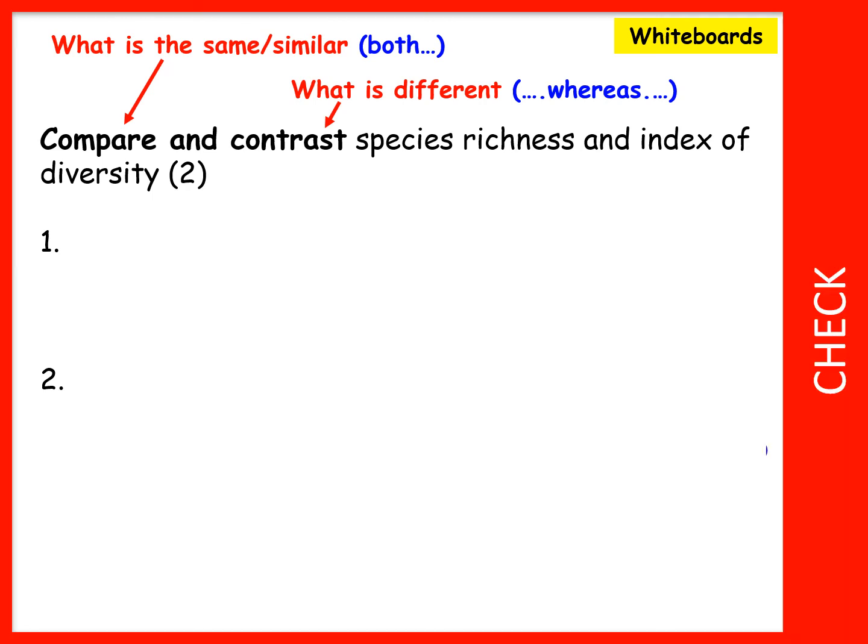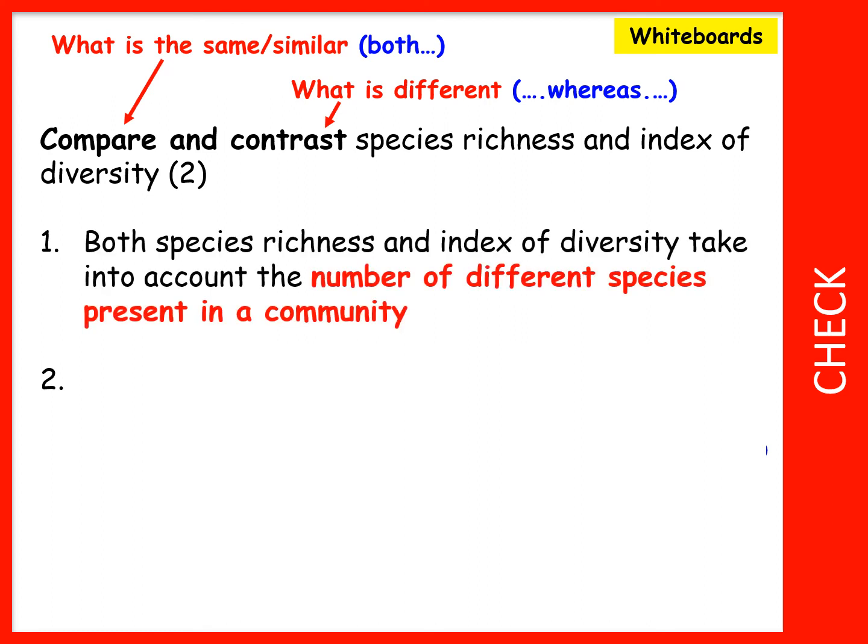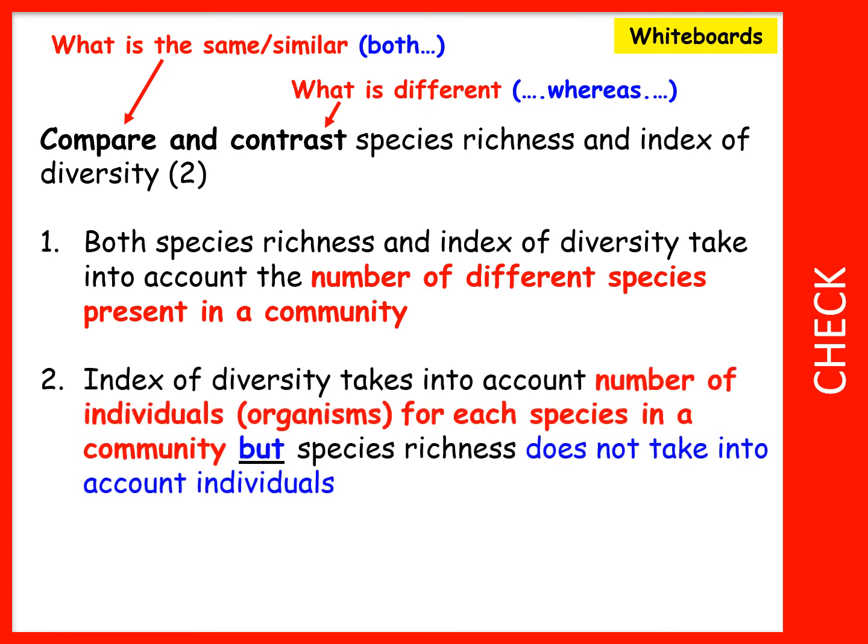So if we have a look at the answers then of the compare and contrast question, comparison now, we know both species richness and the index of diversity will actually take into account the number of different species given in that community. So for both measures of biodiversity, we need the number of different species present. And we know the contrasting statement then is the index of diversity takes into account the number of individuals for each of the different species, as well as the number of different species, whereas species richness does not take into account the individual numbers from the different species that are present.